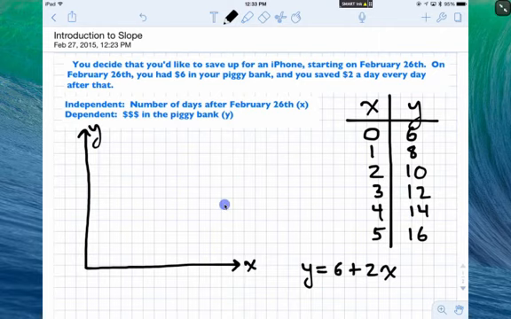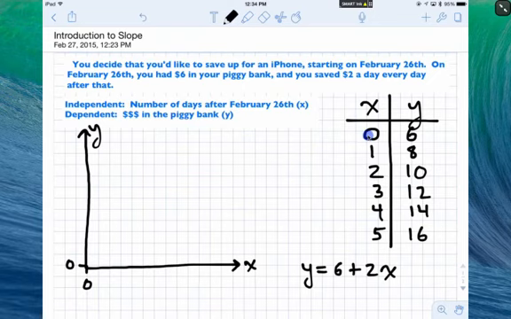On this graph, both the number of days and the piggy bank are going to start at 0. And for simplicity, and to help highlight what this slope idea is and how it shows up on a graph, we are going to make one box on the horizontal axis represent 1 day, and one box on the vertical axis represent $1. So it's just a 1-to-1 ratio.